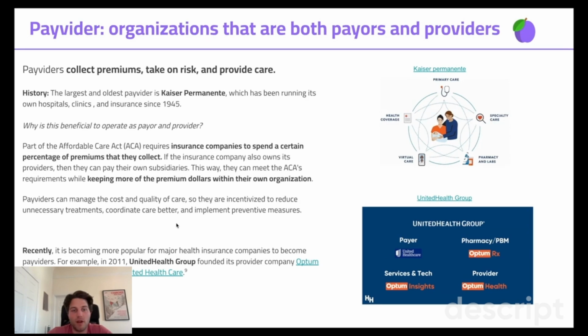More recently, since the Affordable Care Act in 2010, other big players in the healthcare world have adopted this model. United Health Group founded its provider company, Optum, to operate in conjunction with United Healthcare. Now they operate as a payvider, fulfilling both the payer and provider role.